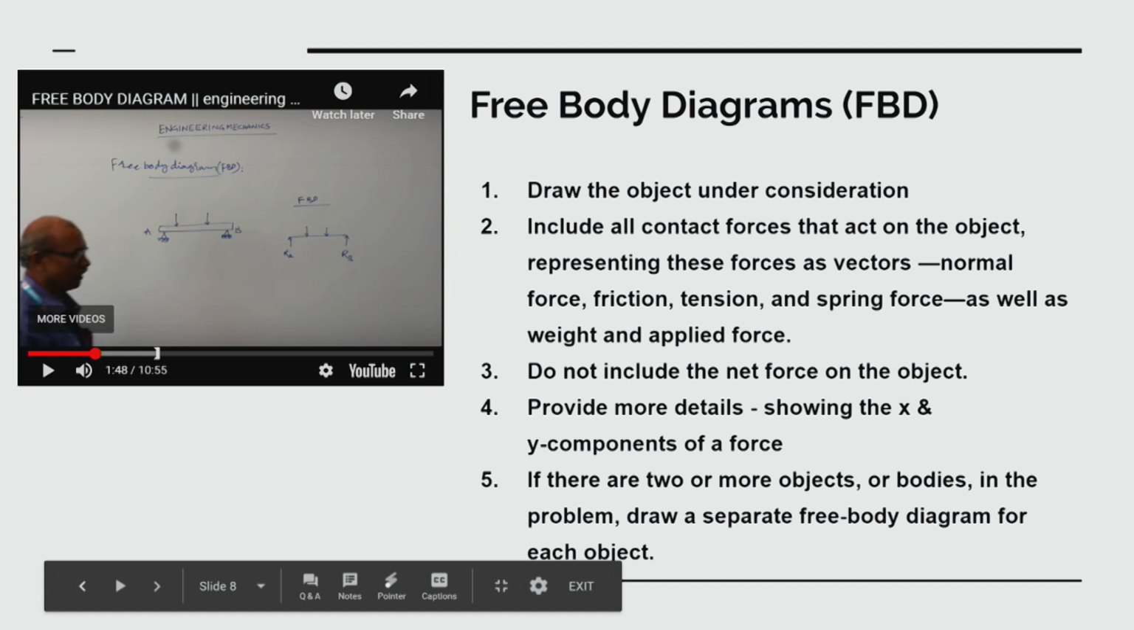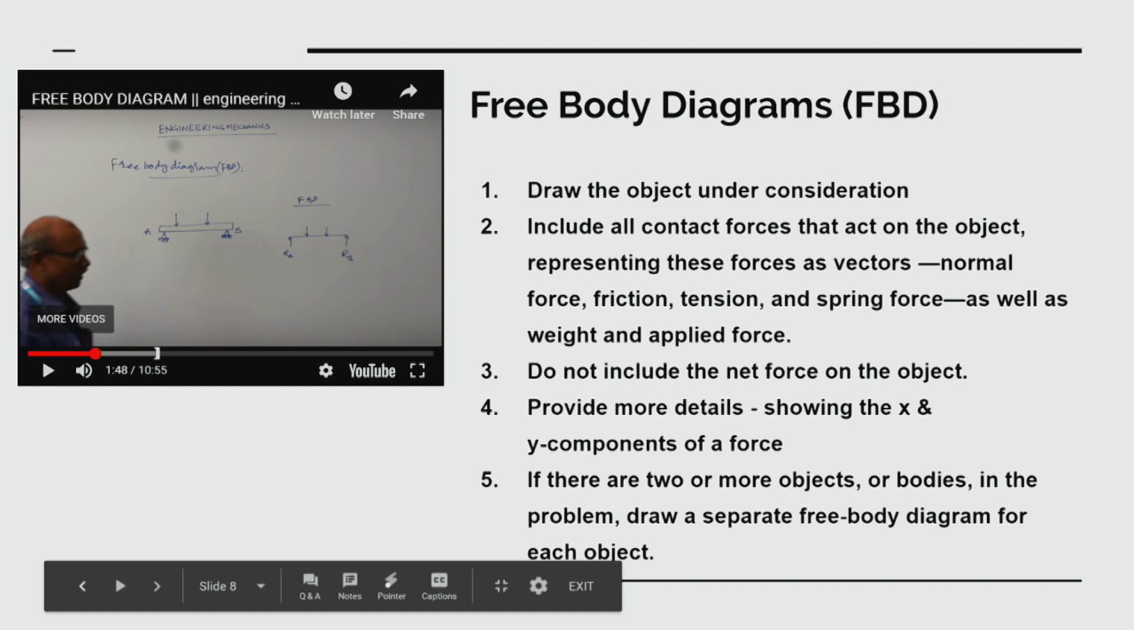So in a free body diagram, you draw the object under consideration. That is, draw the body under consideration, separated from the system, and include all the forces that act on the body. The forces could be normal force, friction, tension and spring forces, along with the weights which apply to that particular body for which you are drawing the free body diagram. You need not include the net force, because having shown all the forces, it is not necessary to calculate the effect of the net forces.